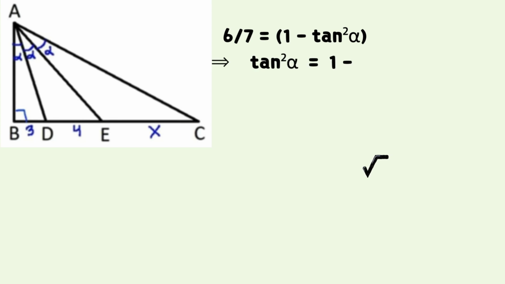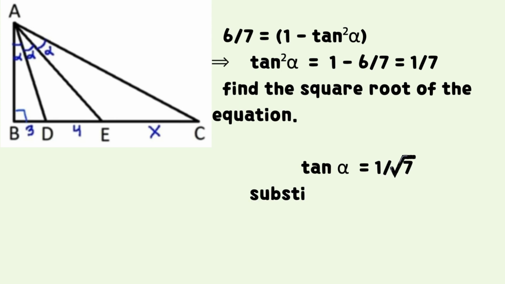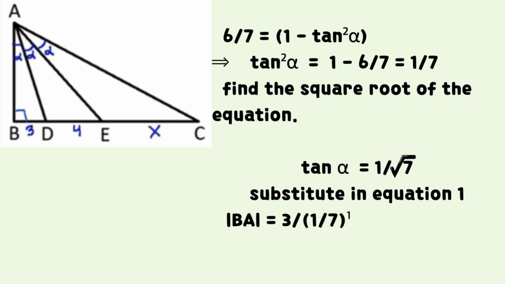6 divided by 7 equals 1 minus tan square alpha. It implies that tan square alpha equals 1 divided by 7. Find the square root of the equation, and we have that tan alpha equals 1 divided by the square root of 7. Substitute in equation 1. Line BA equals the product of 3 and 1 divided by the square root of 7, which equals the product of 3 and the square root of 7 units.